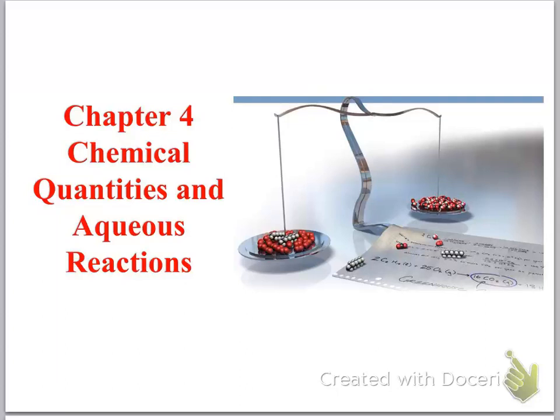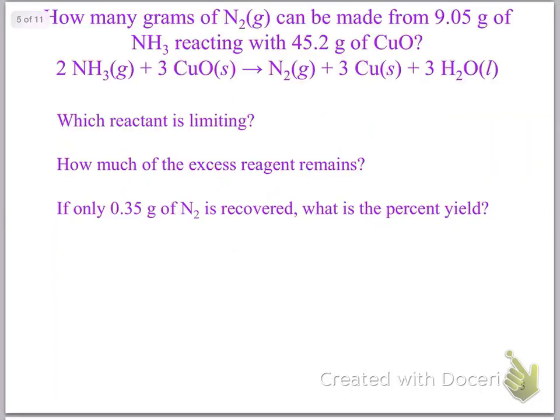Let's revisit stoichiometry, utilizing the new method, the Rice method, for solving these types of problems. So we've got this question again: how many grams of nitrogen can be made from 9.05 grams of ammonia reacting with 45.2 grams of copper(II) oxide?